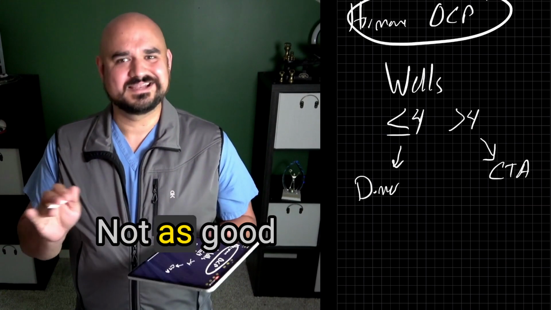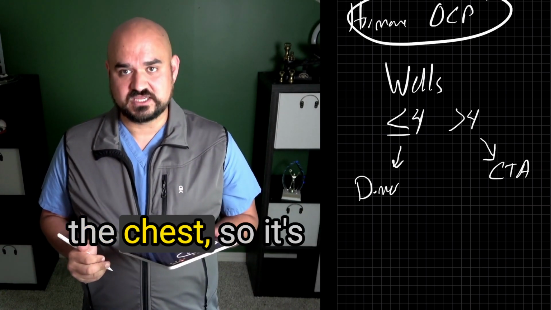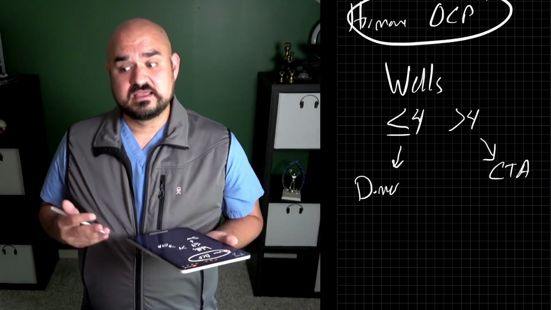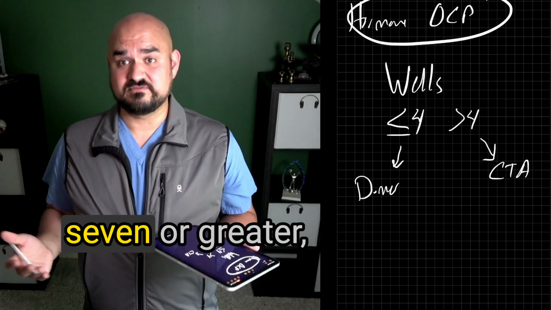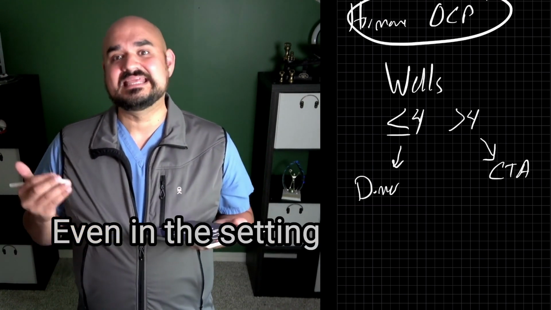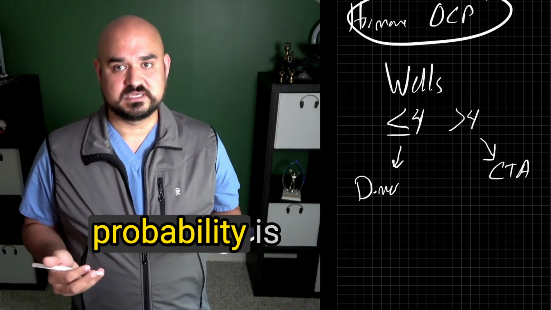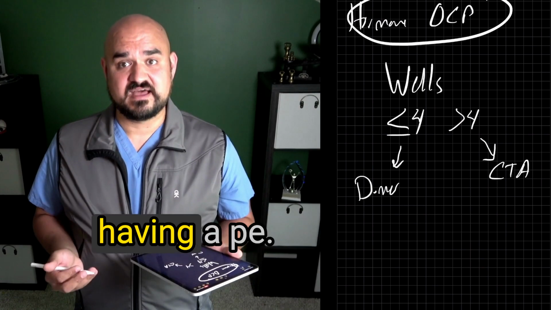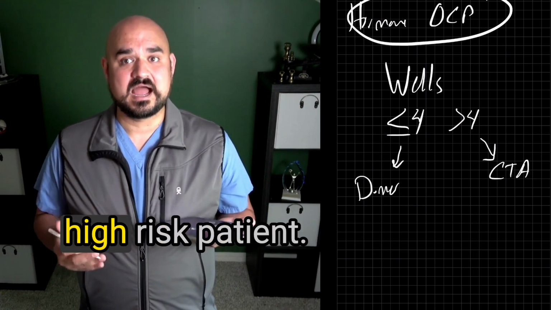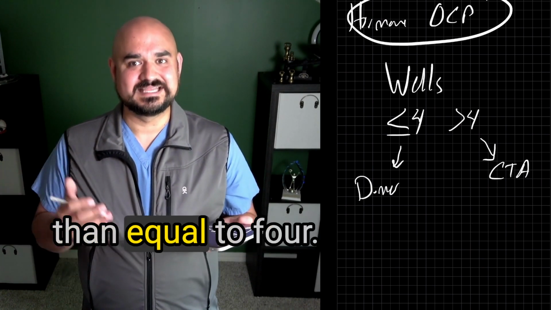A V/Q scan is not as good a test. If at all possible, you want a CTA of the chest. So if it's greater than 4, you go straight to CT. The reason being, if the patient has a Wells score of 7 or greater, if they're high risk, with that pretest probability, even in the setting of a negative D-dimer, your post-test probability is still 15% of having a PE. So a negative D-dimer does not rule out a PE in a high-risk patient. That's why it's only used in lower-risk patients, less than or equal to 4.